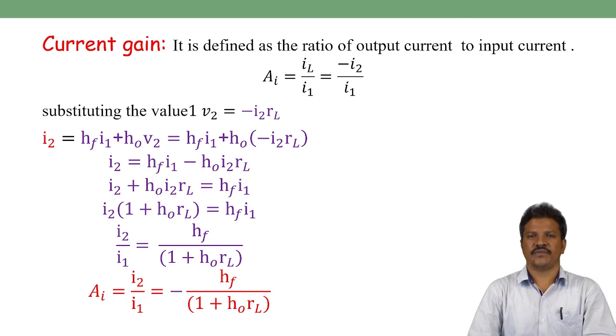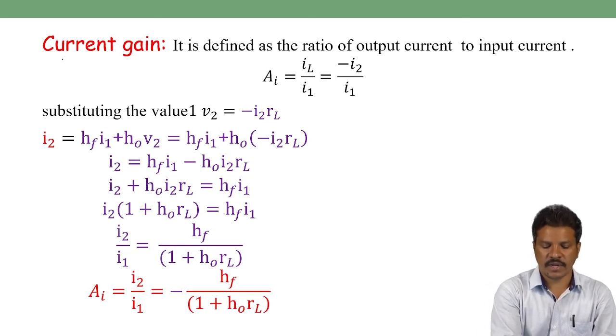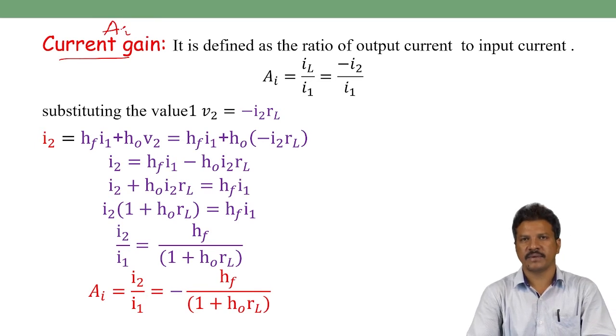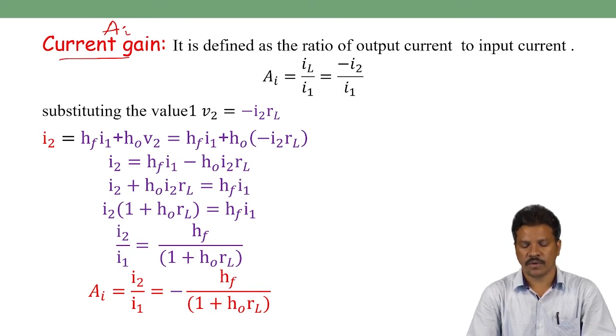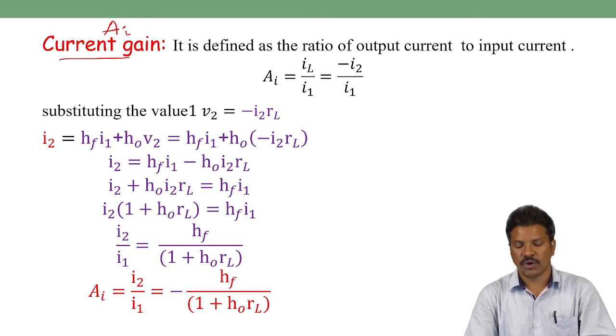Now let us find out the parameters one by one. First parameter is, for example, current gain. Current gain is represented with capital A with a subscript I. How to determine the current gain in a transistor amplifier? A generalized current gain from the transistor amplifier represented in the H parameter equivalent circuit is the ratio of output current to the input current.